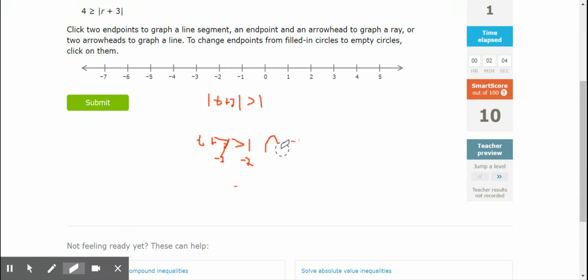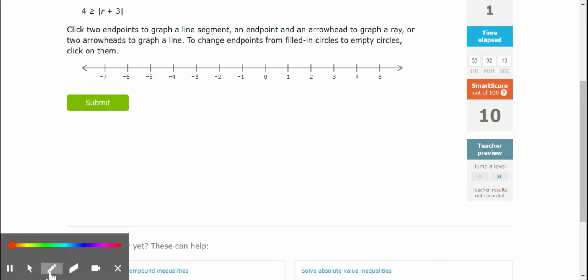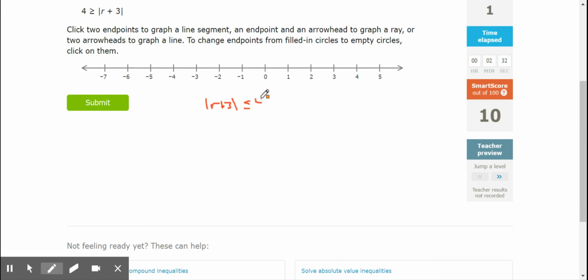Now here they do the same thing again. So I'm going to take the time and rewrite. So that is 4 is greater than or equal to the absolute value, but I want the absolute value on the left-hand side before I read this. So the absolute value of r plus 3. So if 4 was greater than this, then this is less than or equal to 4. Okay, so this is just another way of writing that.